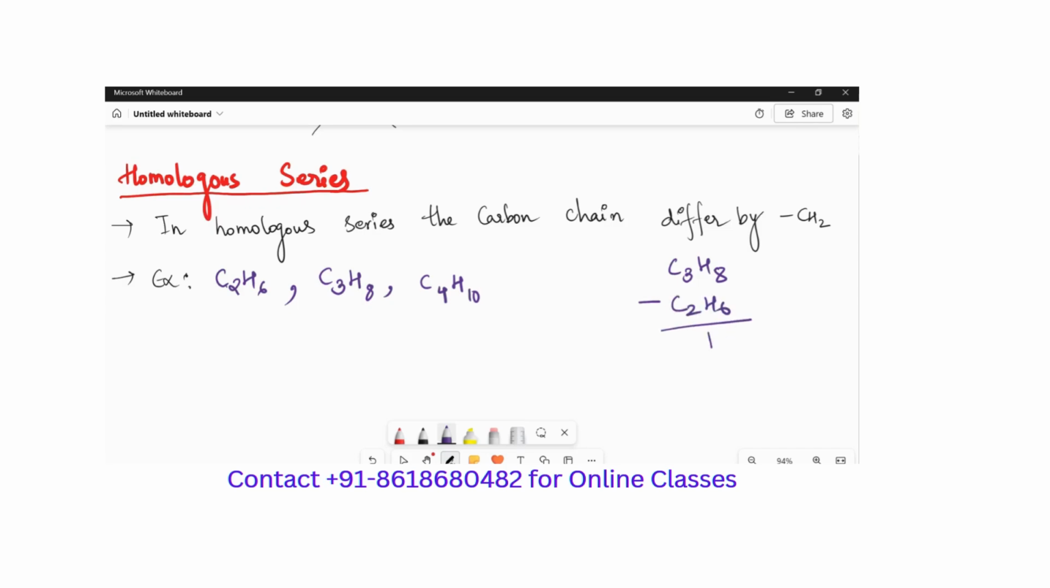8 minus 6, you'll get 2, and 3 minus 2 is 1. So, if you see, these both are differing by a CH2 unit, right? Next, if you go on to C4H10, and do the same subtraction, you will get the same thing, that is CH2. So in the series, one carbon chain differs from the other carbon chain by a CH2 unit, and this is what makes a homologous series.